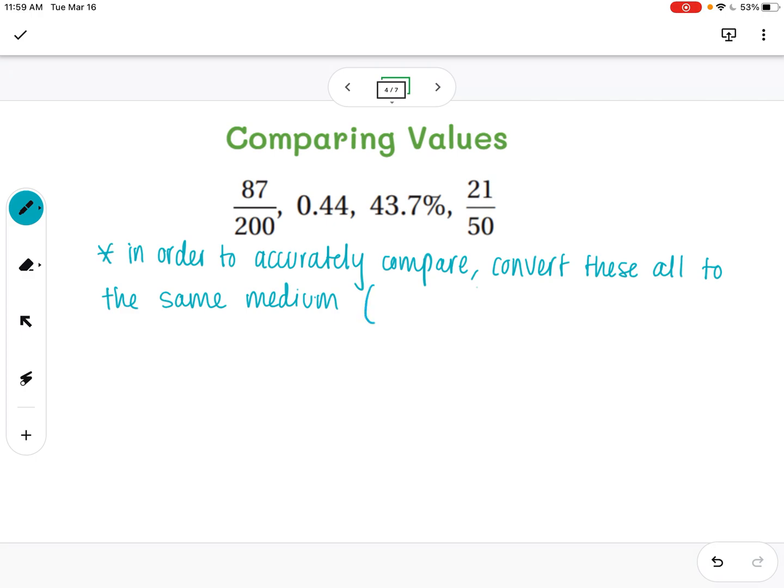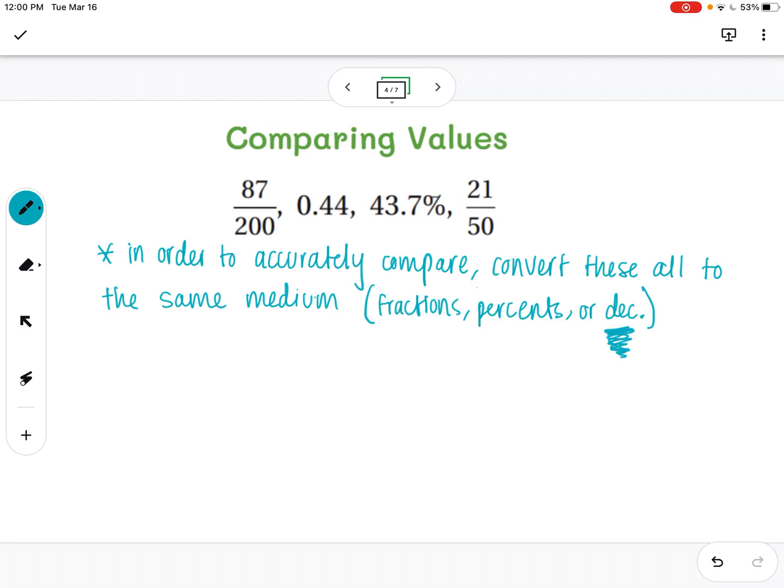So I'll put in parentheses fractions, percents, or decimals. All right. And just so you guys know, I would never recommend converting to fractions. That's basically always the hardest way. I would say the easiest way is probably decimals, but it's up for your own interpretation.